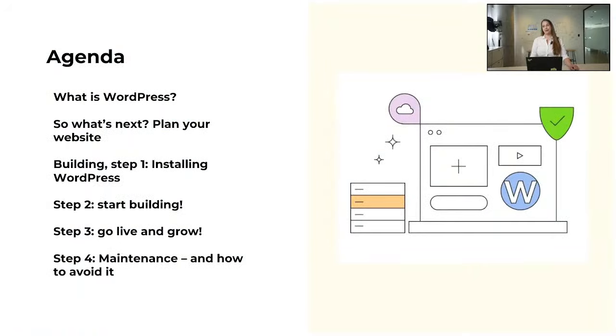First, let's talk a little bit about what WordPress is. Plan your website, which we will follow up by installing WordPress on a One.com webspace. We will do some building on a somewhat pre-built project that I've been playing around with, and then go live and grow. We will finish off today's session by talking a little bit about maintenance and how you can avoid it. So let's get started.